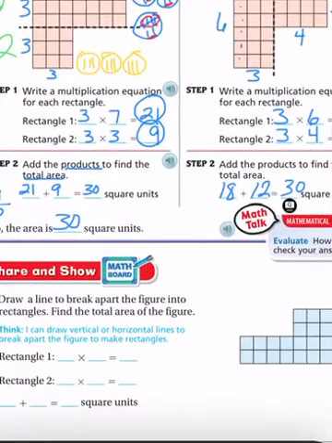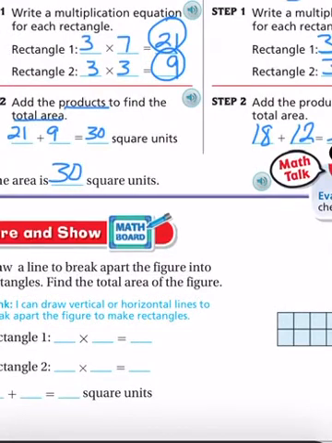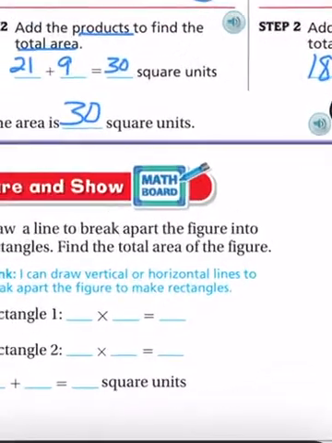All right, share and show. We have 1 on this page and 2 on the next page. So you have 1 and 2 and 3 to do. Go ahead and do them in your books. Pause the video while you do them, and then when you're done, resume the video to check your work. Here we go, share and show.